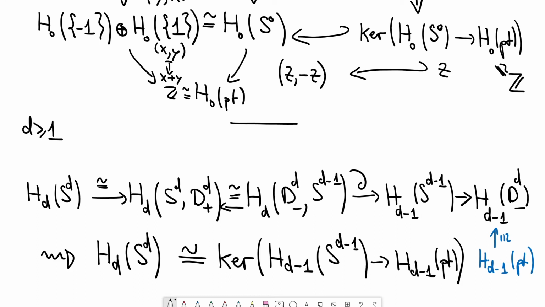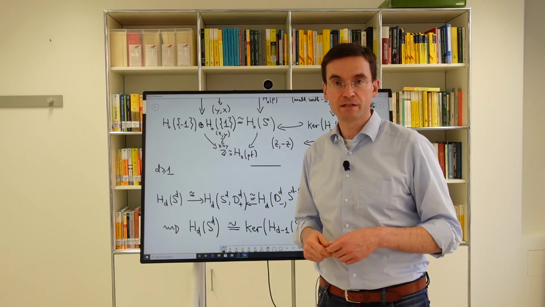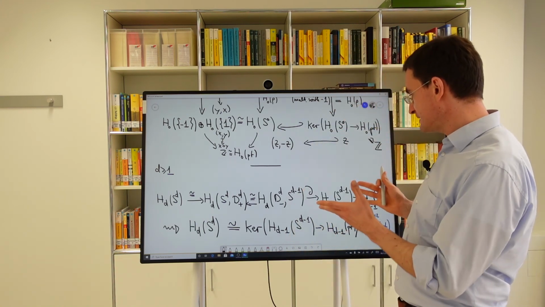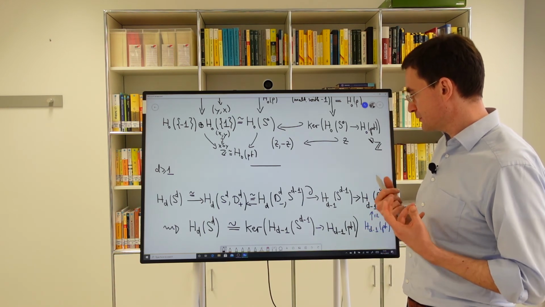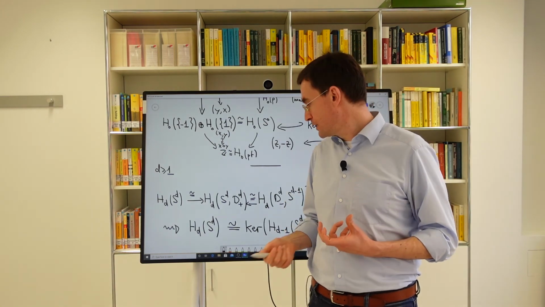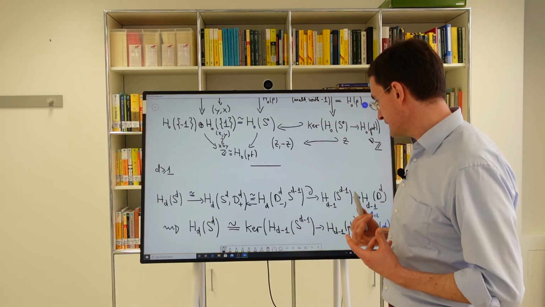And for D equal to 1, we have to modify the right-hand side a little bit by taking the kernel to the homology of the point. And now we can use that statement to prove inductively the statement we want to make, namely that the reflection map induces multiplication with minus 1 on HD of SD. So how do we do that?